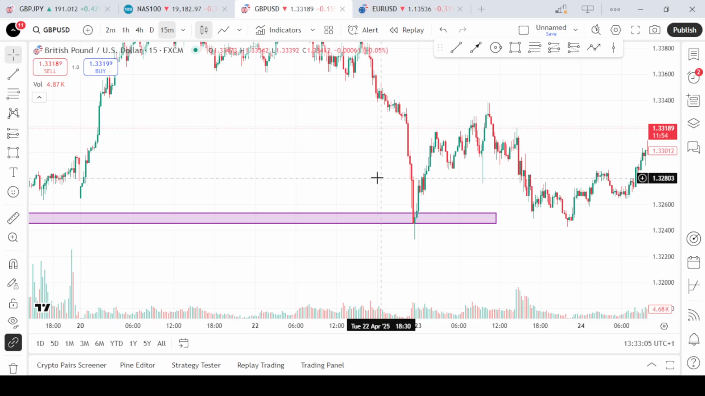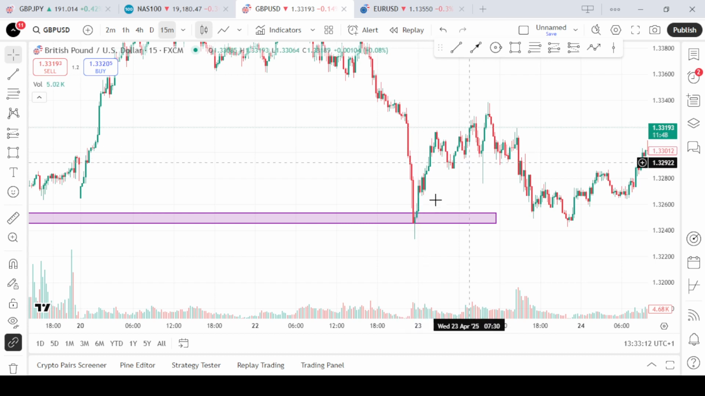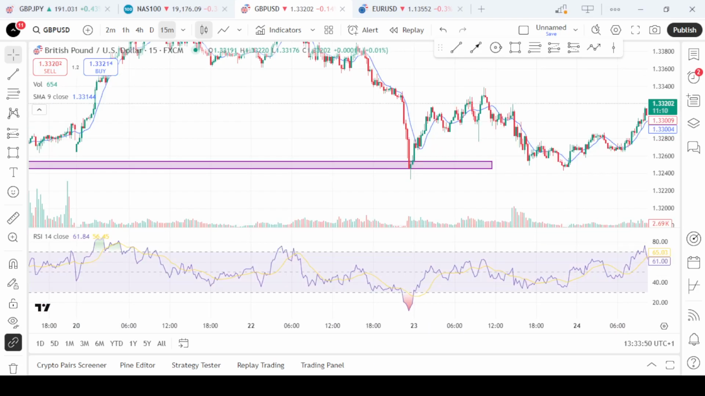The second step is to wait for confirmation before entering. To avoid reacting to the first sharp move, instead you have to wait for price to break out, then see if it continues or reverses quickly. You can also use indicators such as the moving average or your RSI.